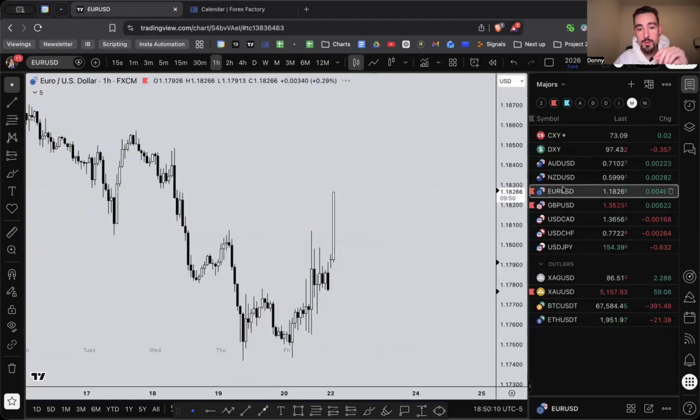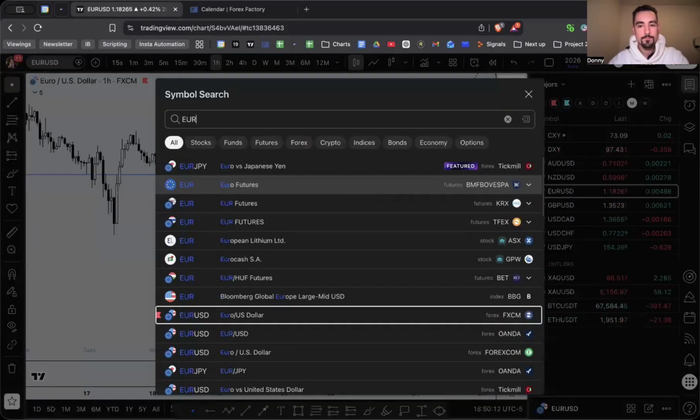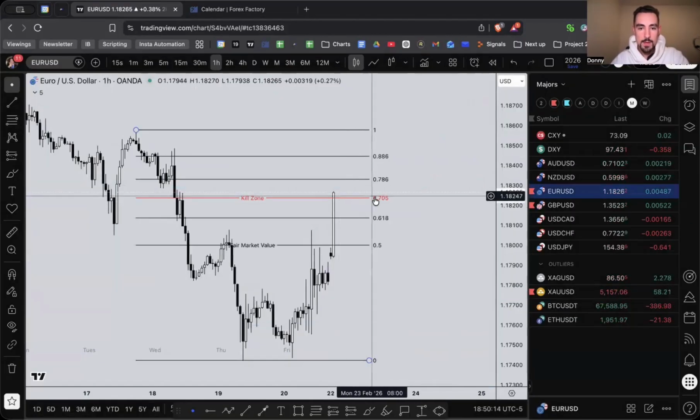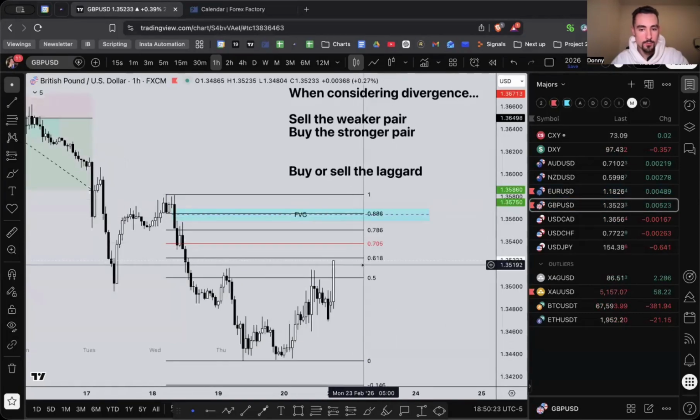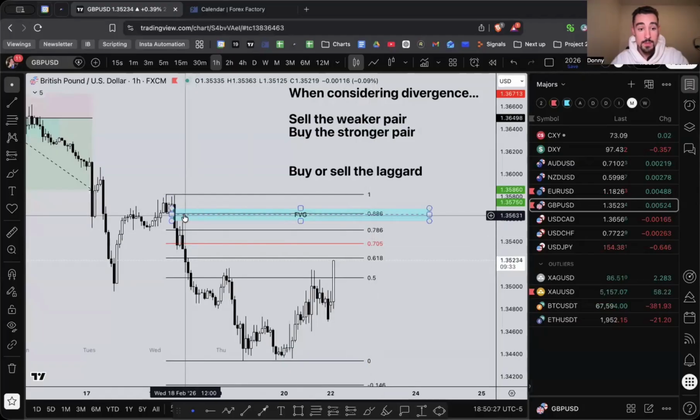So on Euro USD, you can see we're already at the 70 kill zone area on the fib. The point of interest is here, at like the 786. On GU, we're seeing a weaker approach. We're not at the 70.5 yet. That same fair value gap is all the way up at the 886.